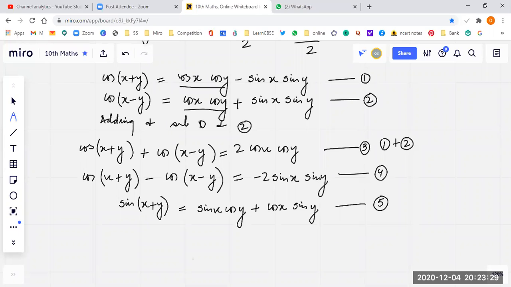And what about sine x minus y? Sine x cos y minus cos x sine y. Is it right? So let's say this is sixth equation. Am I right? Beautiful.